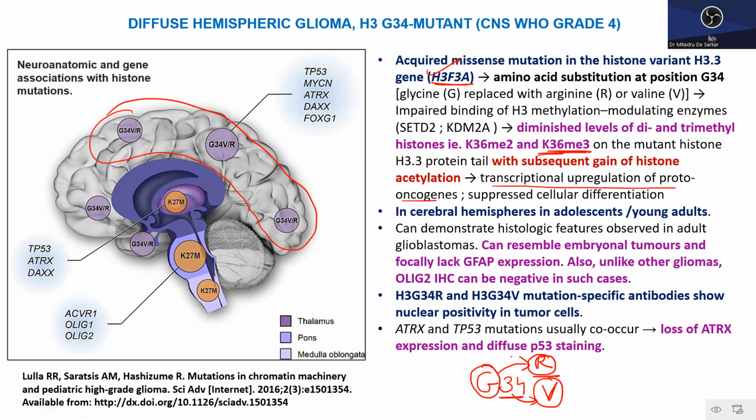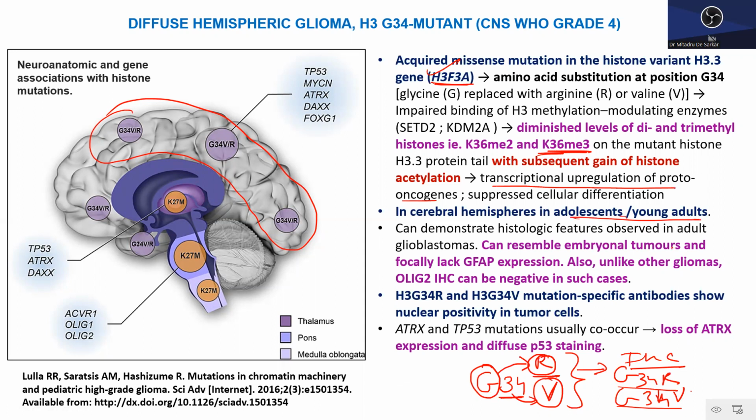Now, the important thing is this G34RV issue can be utilized for IHC. How? This G34R and G34V are the mutant proteins, and both of these can be actually detected by IHC. So immunohistochemistry for those mutant proteins can be utilized to diagnose this group of high-grade cerebral hemispheric gliomas. And this usually happens in the case of adolescents to young adults.